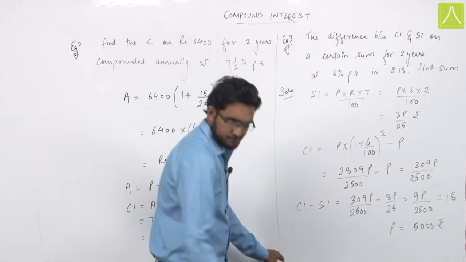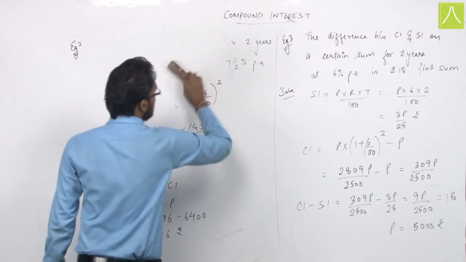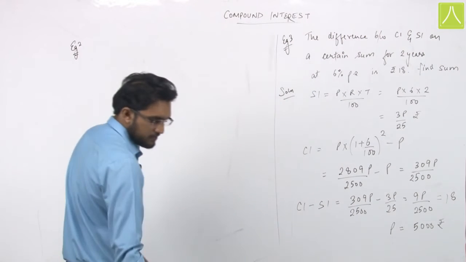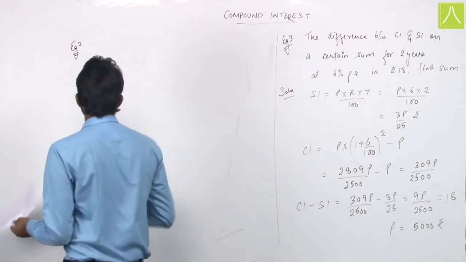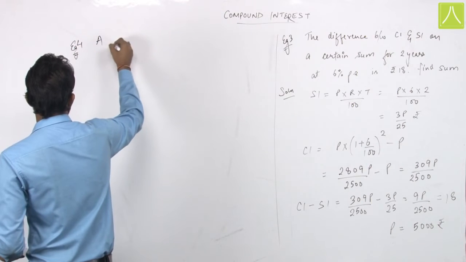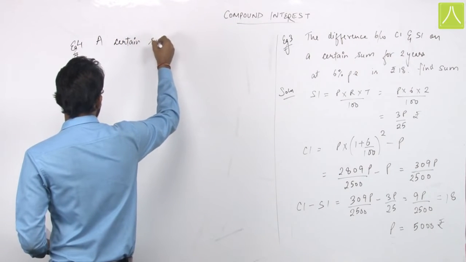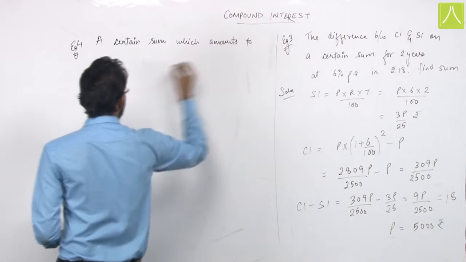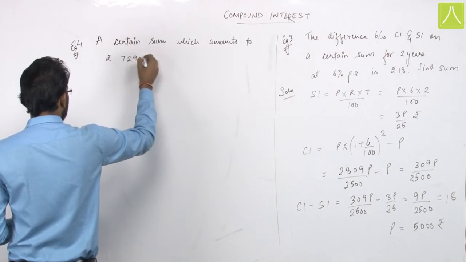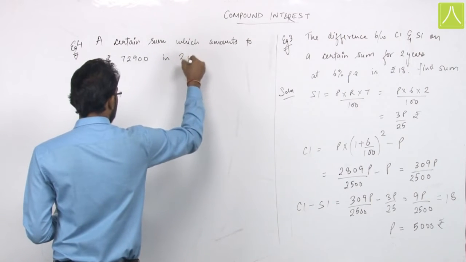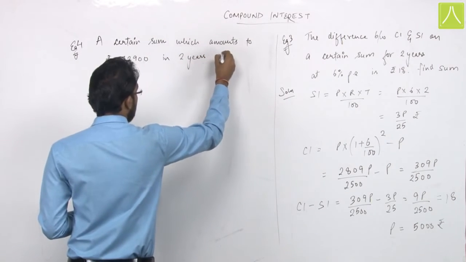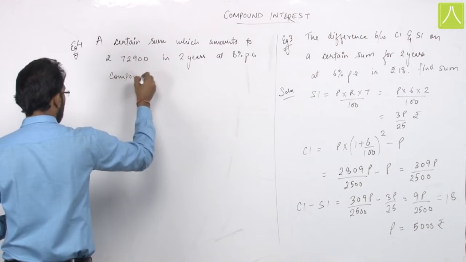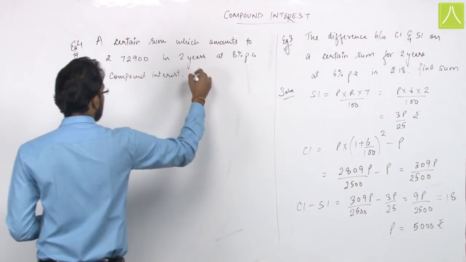Moving on to another question. We have given a certain sum which amounts to rupees 72900 in 2 years at 8% per annum, which is compounded interest. We have to calculate the sum.